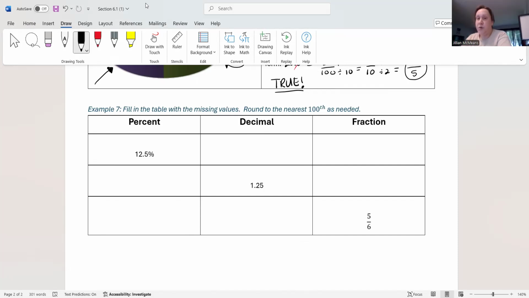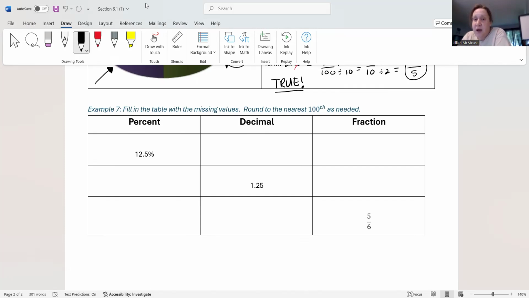So we have three columns to this table, one for percent form, one for decimal form, and one for fraction form. And then we have three rows, and each row is going to represent a different problem. Okay. So the first row, we have 12.5%. We need to convert it into decimal and fraction form. For row two, we have 1.25 as a decimal. We need to write it as a percent and as a fraction.